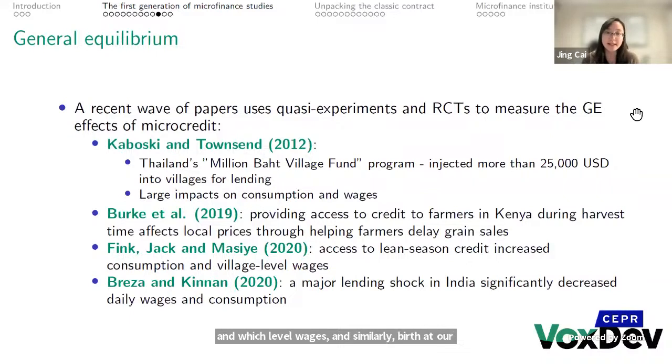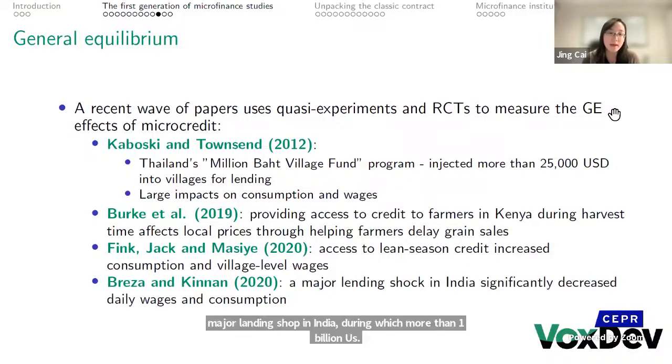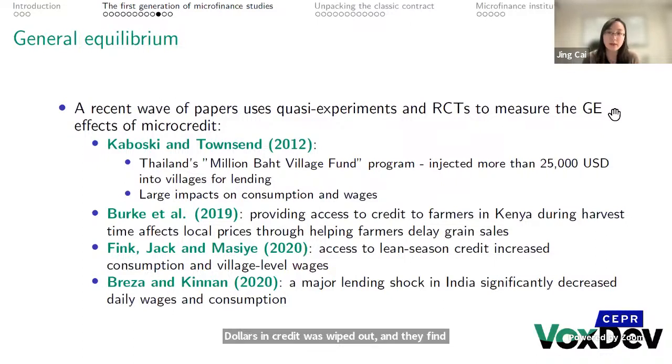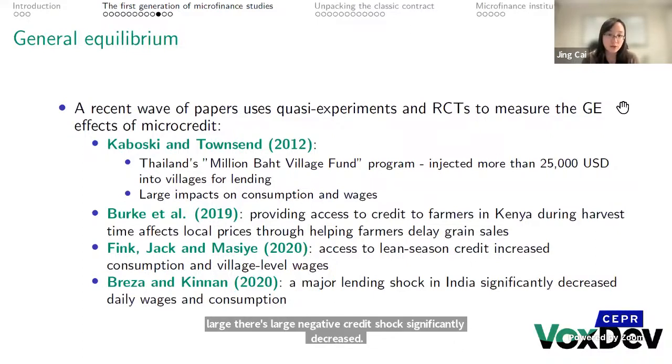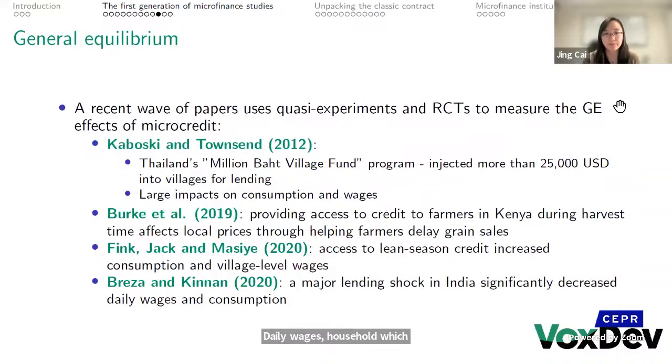2019 shows that providing access to credit to farmers in Kenya during harvest time affects local prices by helping farmers delay grain sales. And in a recent paper, Breza and Kinnan 2020 studied a major lending shock in India, during which more than $1 billion in credit was wiped out. And they find that this large negative credit shock significantly decreased daily wages, household wage earning, and also consumption.